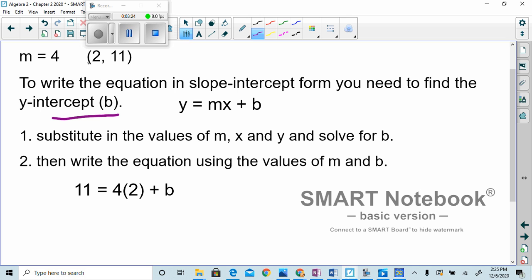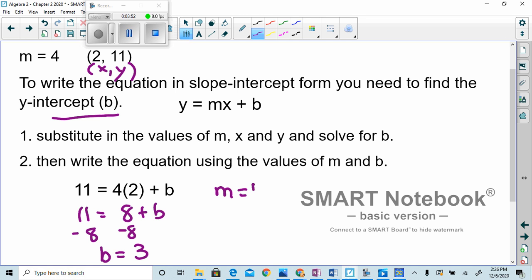Remember this is my x coordinate and my y, so y is equal to 11. Our slope we were given as 4, x coordinate is 2, and we're solving for the y-intercept. We then go ahead and simplify, and we see that we have one inverse operation, and that's going to get us the value of b, which is 3. Now that I know my slope, which was 4, and my y-intercept b, which is 3, I have my equation. y is equal to 4x plus 3.